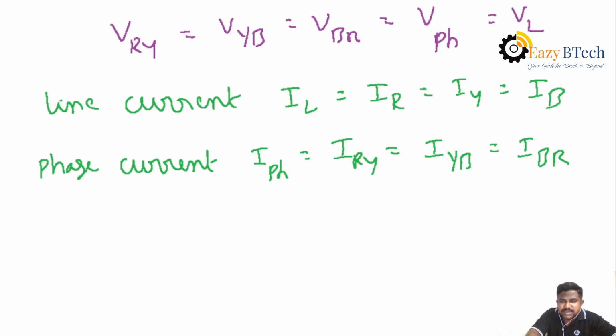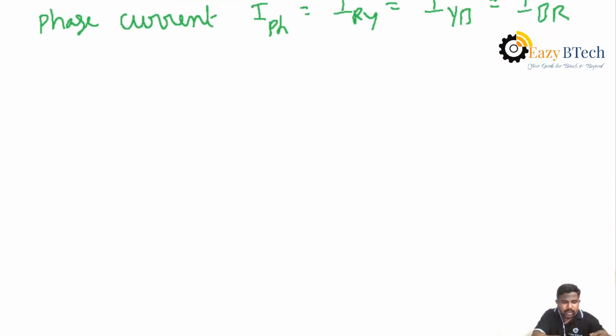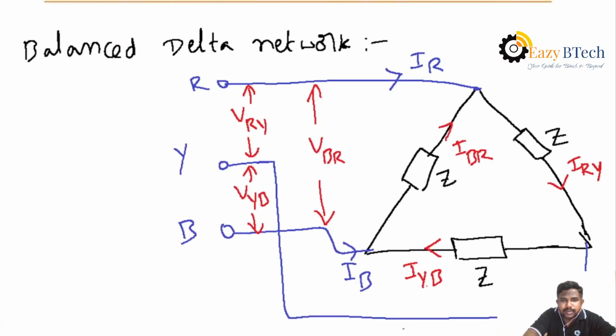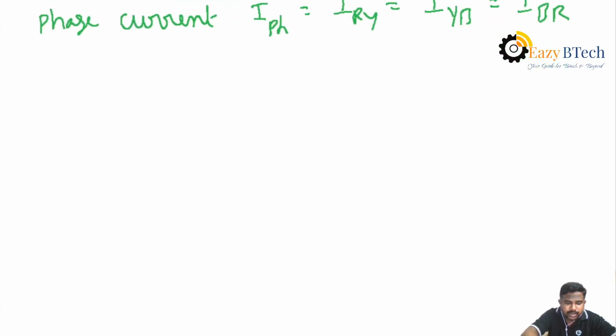Then after considering the line currents and phase currents, we have to derive the relations between the currents. Clearly observe here in the delta system, this is the node point. At this node point, IR current is entering, IBR is also entering, but IRY is leaving. That's why in a delta system, we have three node points, that is node R, node Y, and node B. At each node, we have three current directions.